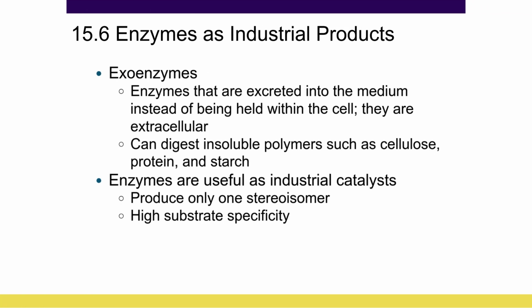Now let's look at section 15.6, enzymes as industrial products. Many industrially useful enzymes are exoenzymes. These are enzymes that the microbe excretes into the surrounding medium instead of keeping them inside the cell. They are extracellular. This is useful because they can digest large, insoluble polymers, like cellulose, protein, and starch. Enzymes are fantastic industrial catalysts, because they typically produce only one specific stereoisomer of a product and have very high substrate specificity, meaning they act on only one particular compound.